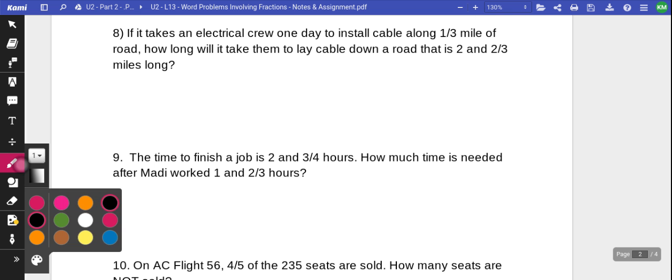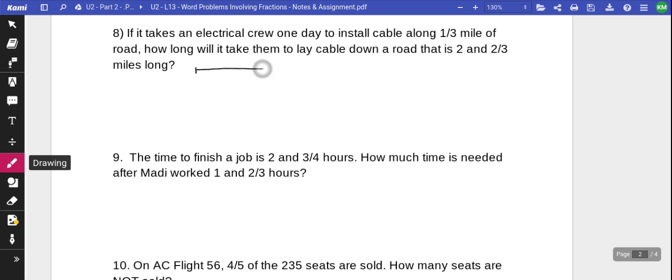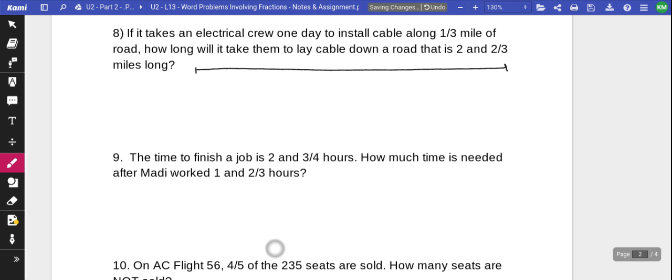If I were going to draw this out, and I said that the entire road was 2 2/3, would you agree I'm going to split it into pieces that are 1/3 big? And I'd like to know how many pieces. Anytime I want to know how many pieces, I'm going to divide. So I'm going to always take the total. The total distance in this is 2 2/3. And I want to divide that by the size of each piece. Each piece for this one is 1/3 big.